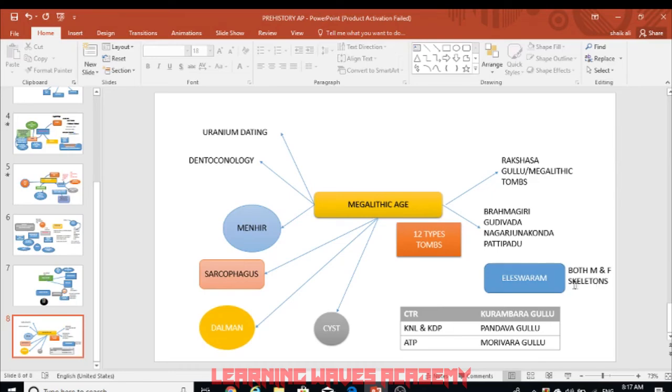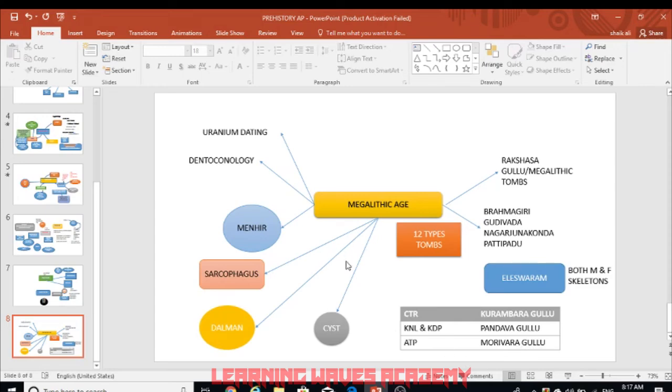The megalithic tombs are of 12 types as told earlier, and these Rakshasa Gullu or megalithic tombs are called by different names in different areas. In the Chittoor region they are called Kurambara Gullu, in Kurnool and Kadapa region they are called Pandava Gullu, and in the Anantapur region they are called Morivara Gullu. And there are different types of tombs, so let's see the major types.